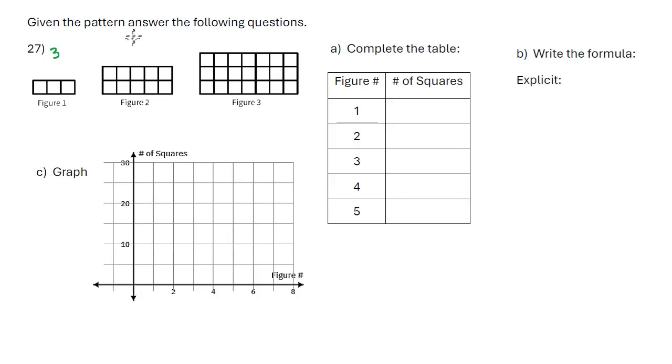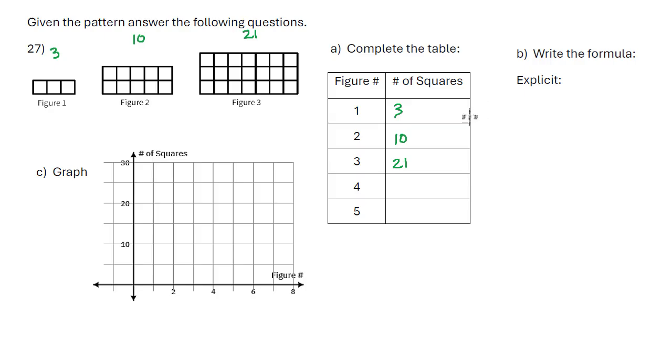There's 2, 4, 6, 8. There's 10 in figure 2. And there's 1, 2, 3 times 1, 2, 3, 4, 5, 6, 7. We got 21 in figure 3. So you've got 3, 10, and 21. Now, interesting, on this table, it actually asks you for the next 2. And we can actually predict those based on what we see happening in the pattern.